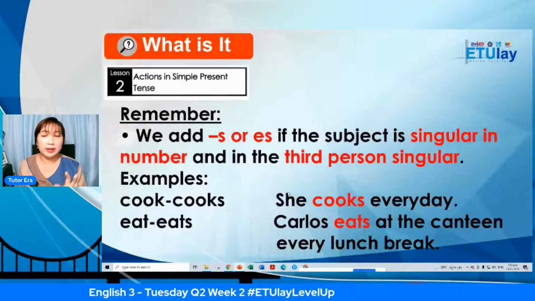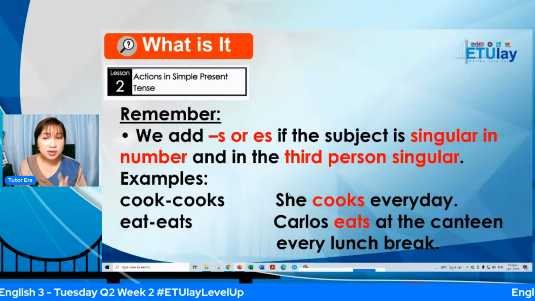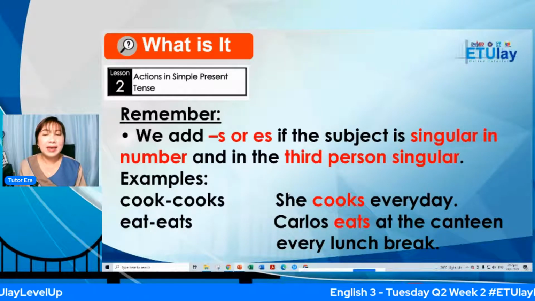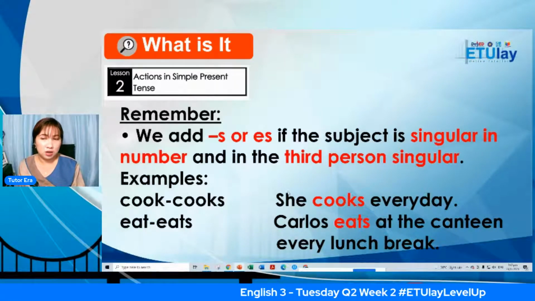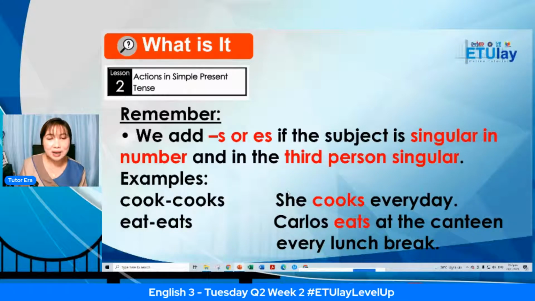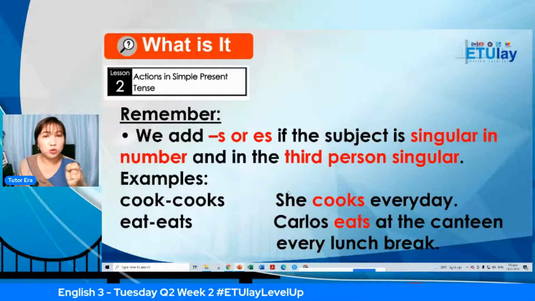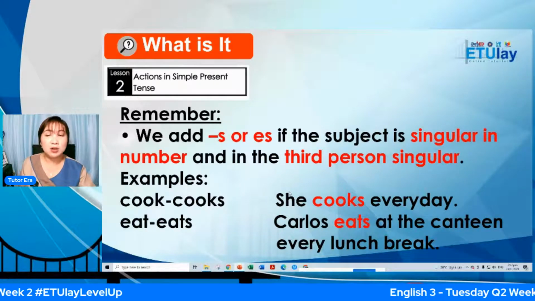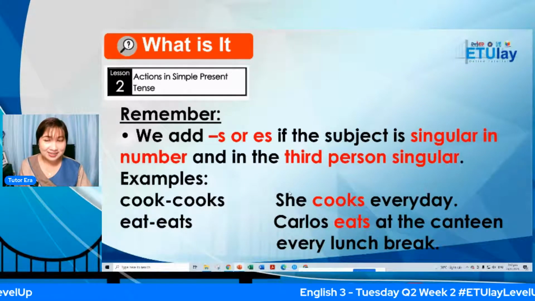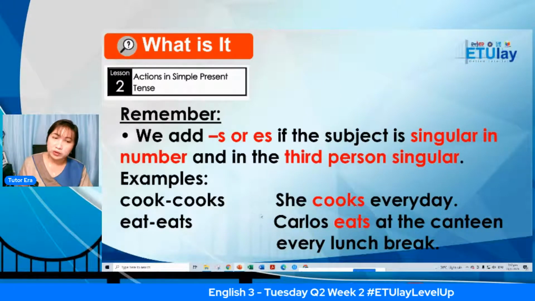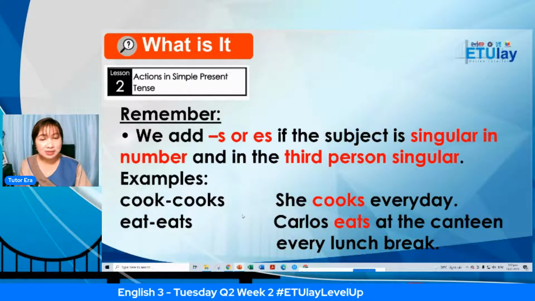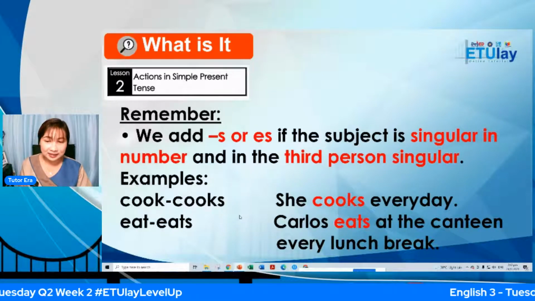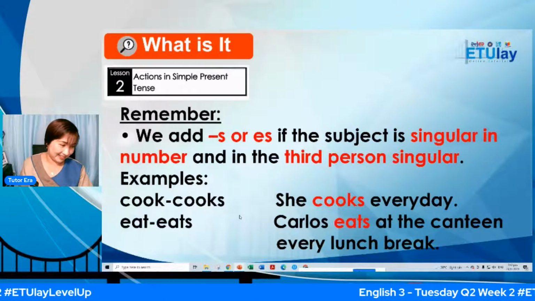Okay, what are we going to add? We are going to add s or es if the subject is singular and in the third person form. What is the example? Cook. How do we form it? We add s: cooks. Example: she cooks every day. Another example: eat. Its present tense is eats, since Carlos, singular, eats at the canteen every lunch break.